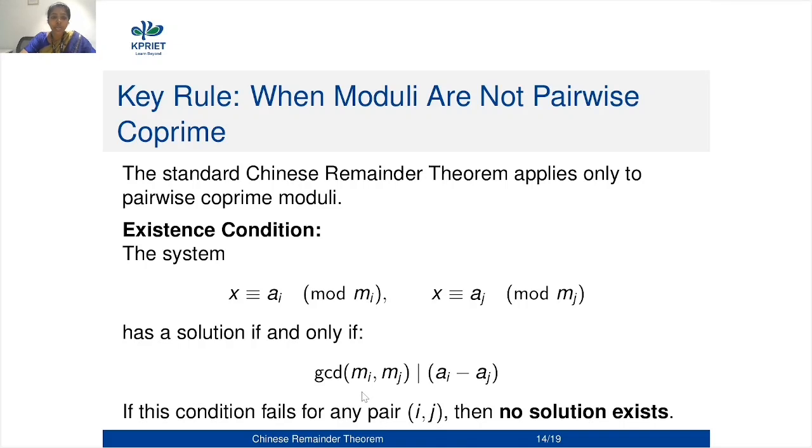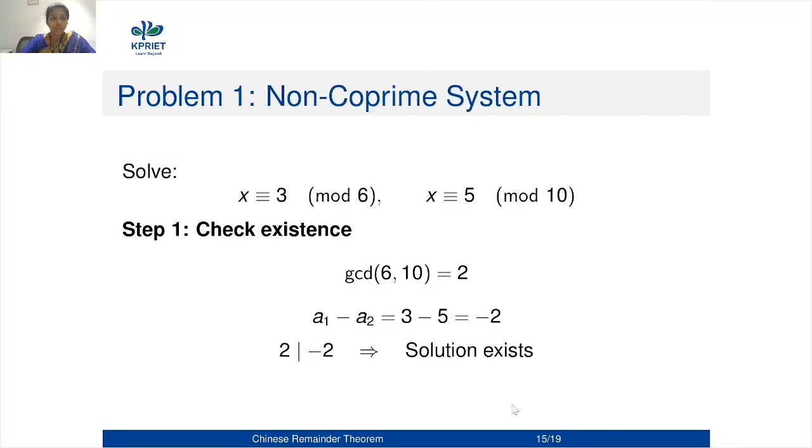And if this condition fails for at least one pair, then the given congruence expression does not have a solution. So now let us learn this concept more deeply with the help of an example. Now let us take two congruence expressions. x is congruent to 3 mod 6. x is congruent to 5 mod 10.